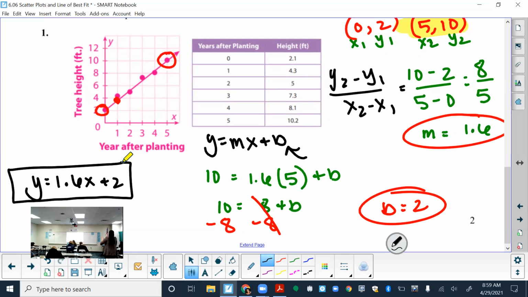All right, and again, if you use other points, you still should have had an equation close to this. It doesn't have to be exactly the same, just close. All right, questions, comments, concerns?